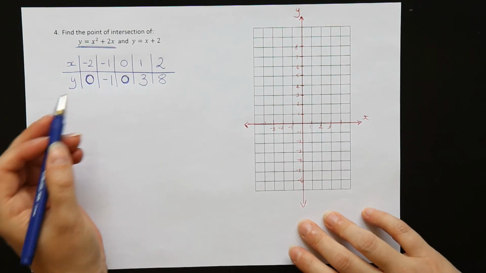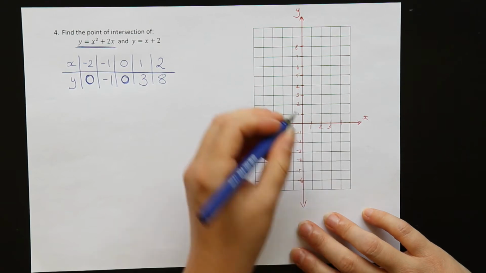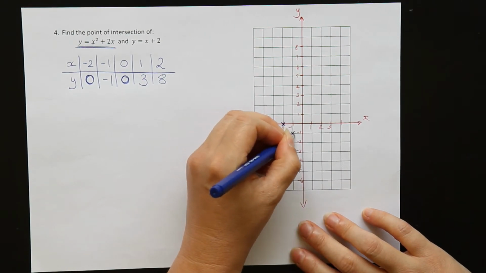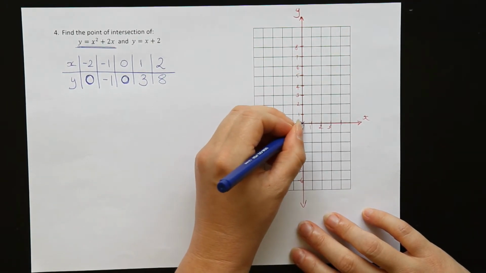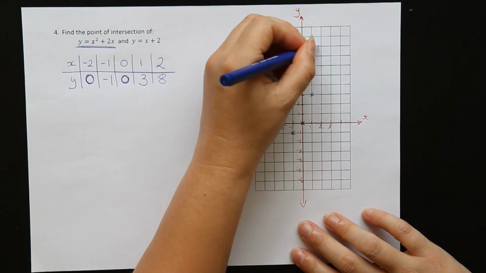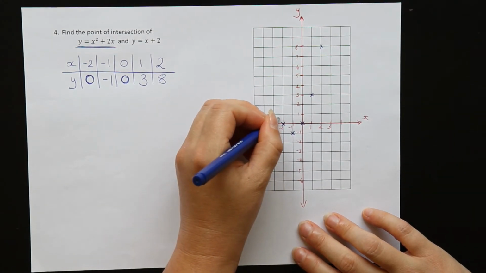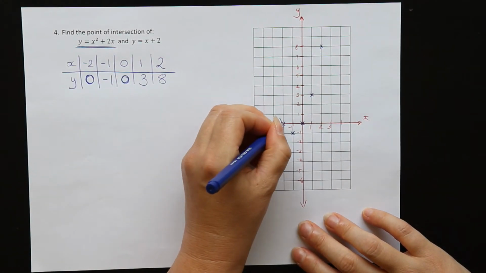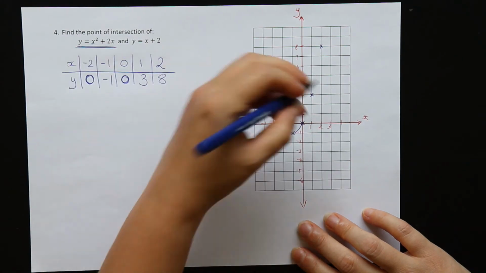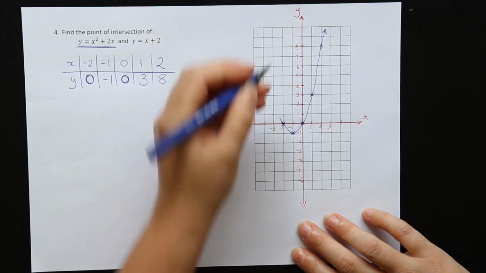Let's draw that graph first. So -2, 0 goes here. -1, -1. 0, 0. 1, 3. 2, 8. So it is a parabola, as we would expect with the x squared, but because of that funny 2x on the end, it's moved our parabola off to the side, which is a little bit different to usual.